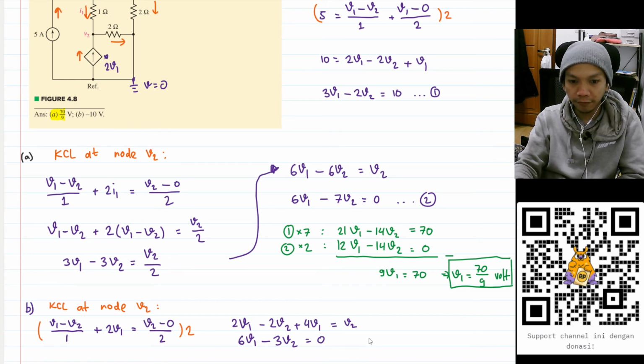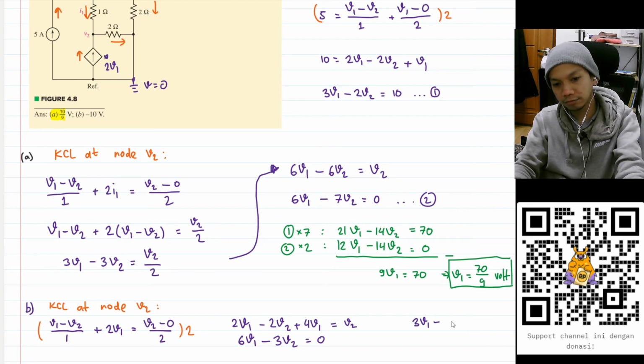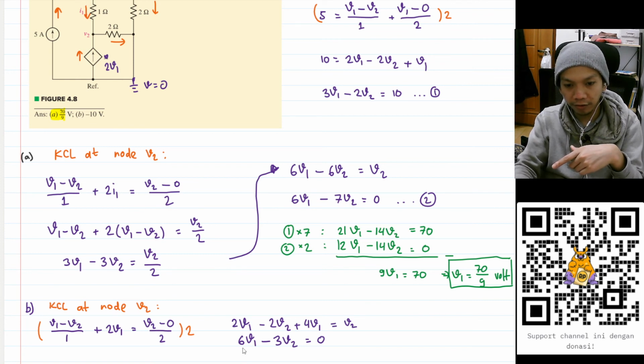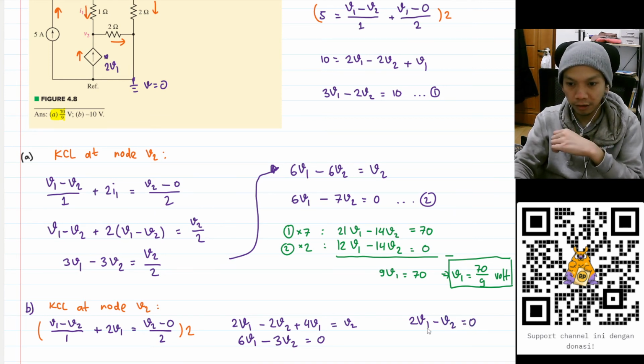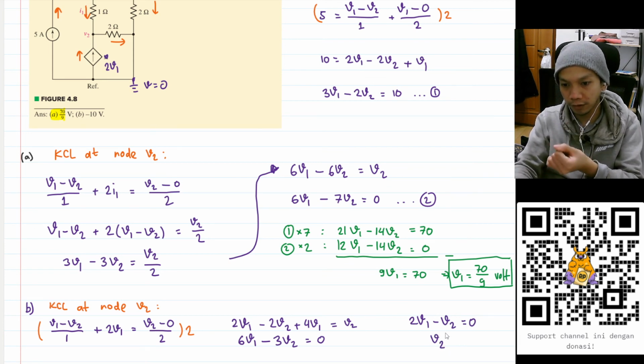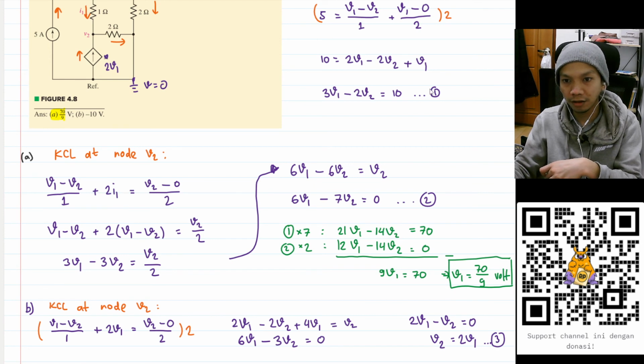Or I can simplify this by dividing both sides by 3. So I will have 2V1 minus V2, that will equal 0. So now I can get that V2 is equal to 2V1, right? Let's make this equation number 3. So we can substitute equation number 3 into equation number 1.